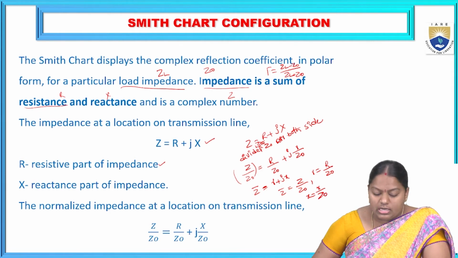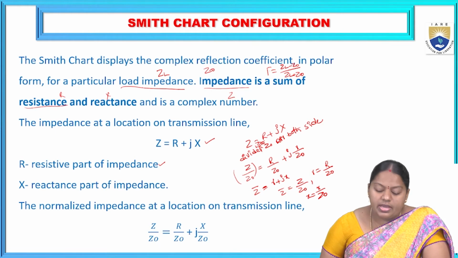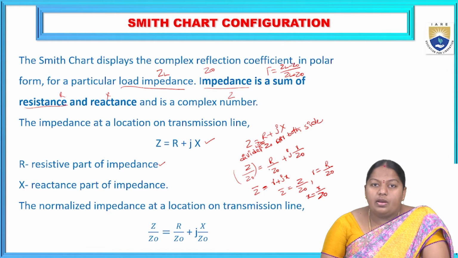Okay. So to obtain the normalized impedance equation, Z bar = r + jx, we take the previous equation, the impedance equation at a particular line, Z = R + jX, and divide the total equation by Z0 on both sides. Then Z/Z0 = R/Z0 + j X/Z0.